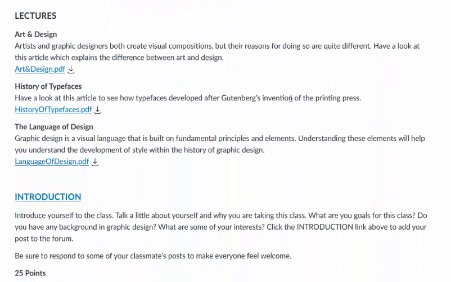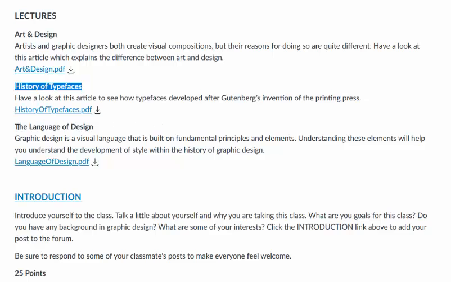Have a look at this week's lectures. The first on art and design. Artists and graphic designers both create visual compositions, but their reasons for doing so are quite different. Have a look at this article, which explains the difference between art and design. In the history of typefaces, have a look at this article to see how typefaces developed after Gutenberg's invention of the printing press.